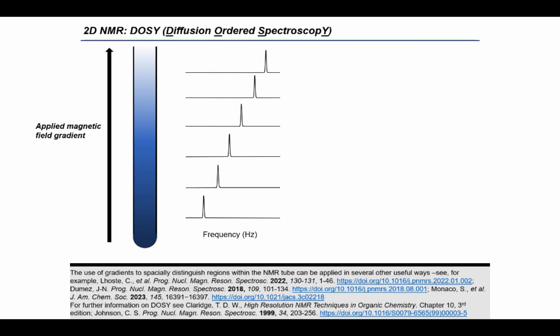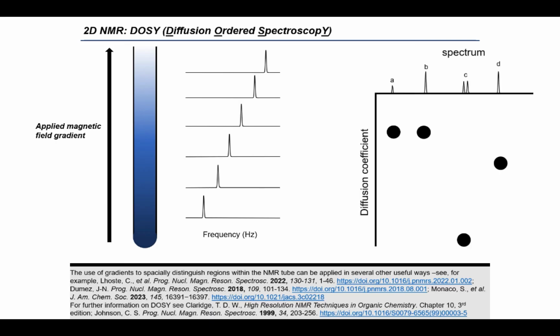And DOSY is the most major example, but there are lots of other techniques that also use this kind of gradient approach. So if we apply a gradient of a magnetic field strength along our sample, every vertical part of that sample is going to have a very slightly different frequency. So we can tag positions inside the NMR tube. And by doing this, we can generate what we call a DOSY spectrum, which is like a normal 2D, except for your second axis, instead of having a second frequency graph there, like in all of the other cases, we have a measure of the diffusion coefficient of each of the peaks.